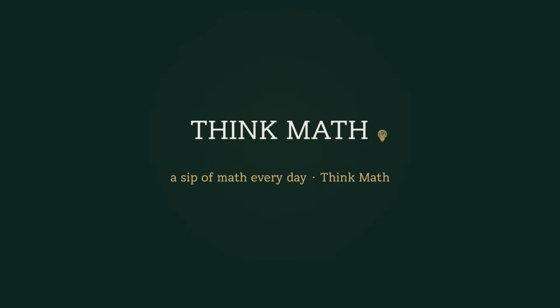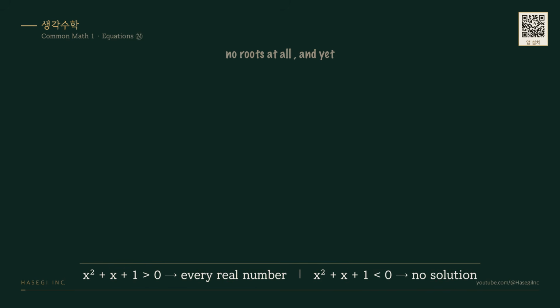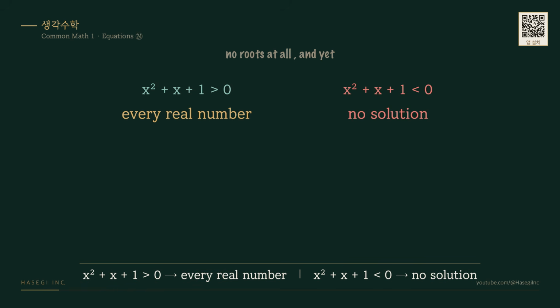Think math. Here is x squared plus x plus 1 greater than 0. The answer, remarkably, is every real number. Whatever you put in, it holds. Flip the sign to less than 0, and there is no answer at all. The expression has no roots whatsoever, and yet the answer is either everything or nothing. Why does it swing to those two extremes?